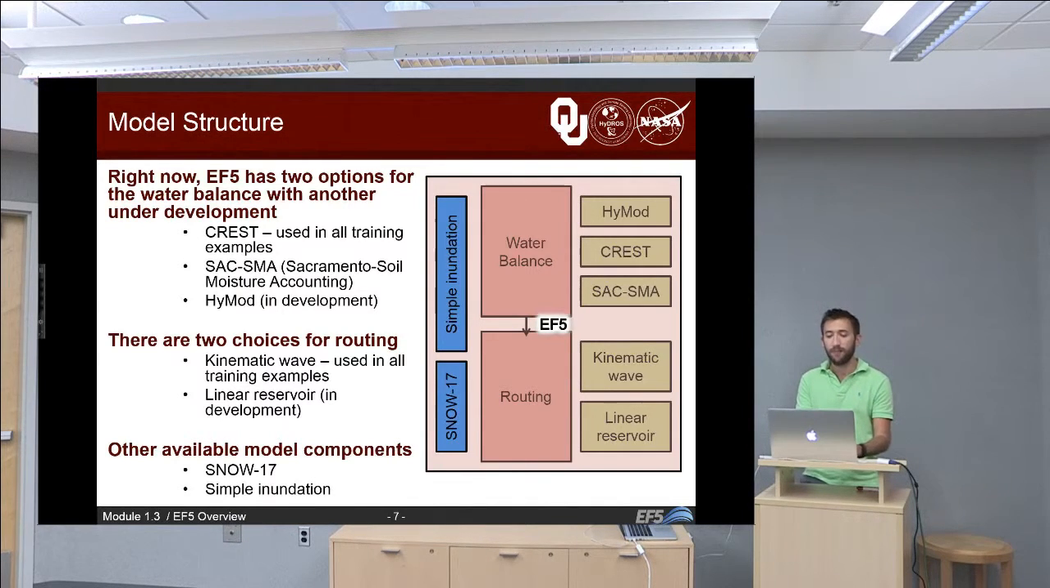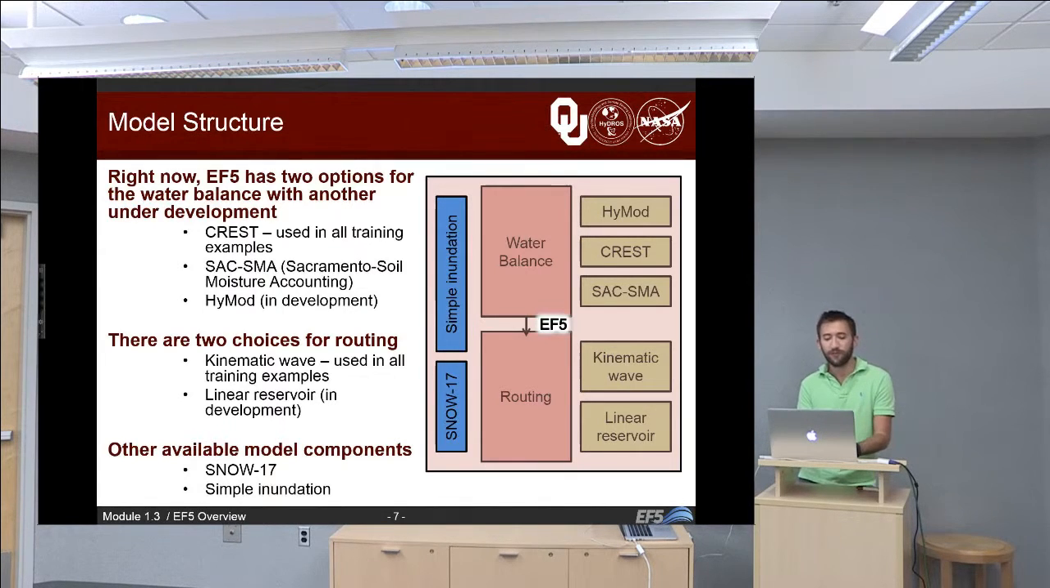So right now, within the water balance, you can select 3 different choices. There's CREST, which is kind of the default option that we're going to be using throughout all the training examples. There's also the SACSMA, which stands for Sacramento Soil Moisture Accounting Model, and that's actually used by the United States National Weather Service, but also many other entities, agencies, and partners around the world. And then a third version called HIMOD, which is currently in development here at OU Hydros.